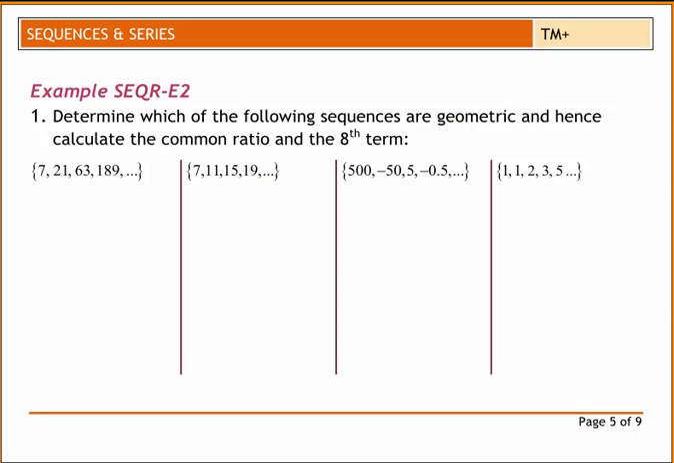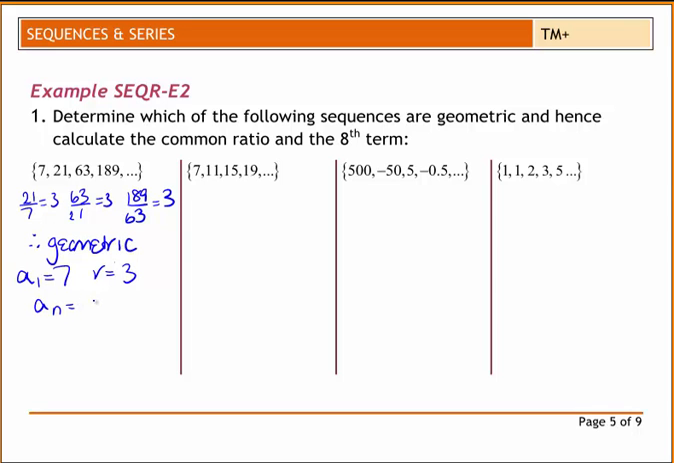So let's look at some examples. Determine which of the following sequences are geometric and hence calculate the common ratio and the 8th term. So let's start by going term divided by the previous. So 21 divided by 7 is 3. 63 divided by 21 is 3. 189 divided by 63 is 3. So therefore this is geometric. We've got a1 is 7 and r is 3.